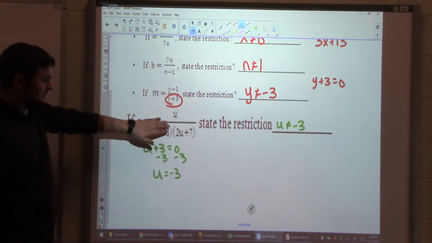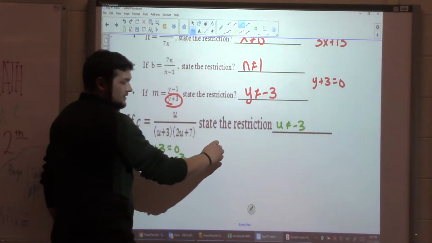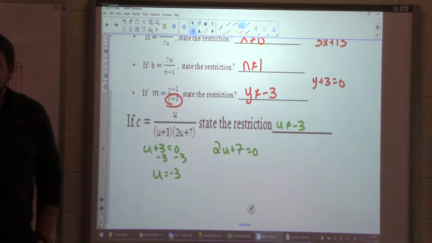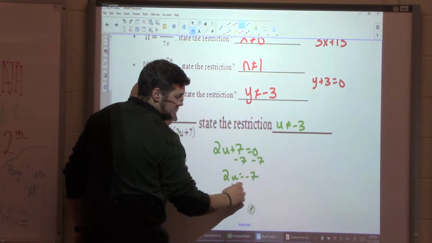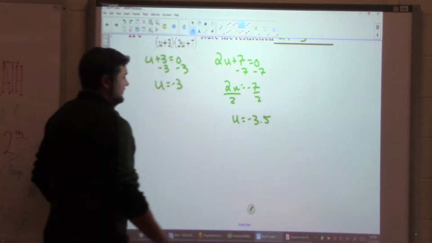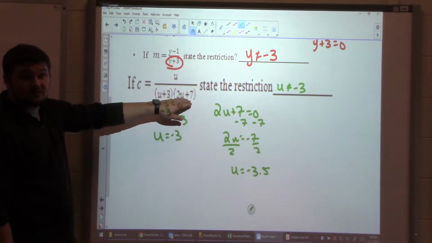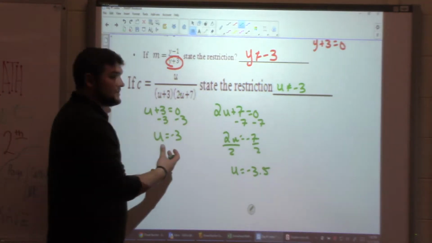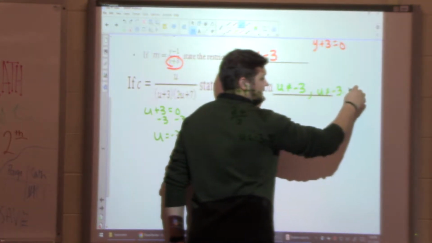Well, what if I covered this side up? I'm going to figure out what would make that part equal 0, because the same thing happens. If I have 2u plus 7 equals 0, this is easy. I'm going to get another restriction. Subtract 7, 2u equals negative 7, and I divide by 2. I get u equals negative 3.5. So same thing. If u equals negative 3.5, this side's going to equal 0, and that makes my whole denominator equal 0 because I'm multiplying. Does that make sense? So also, u cannot equal negative 3.5.